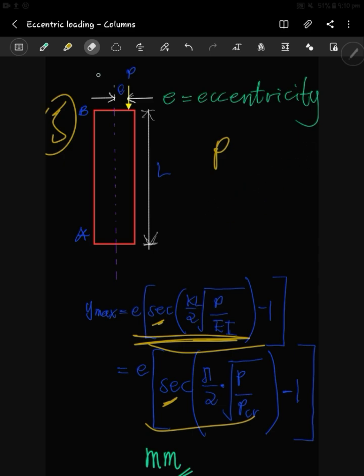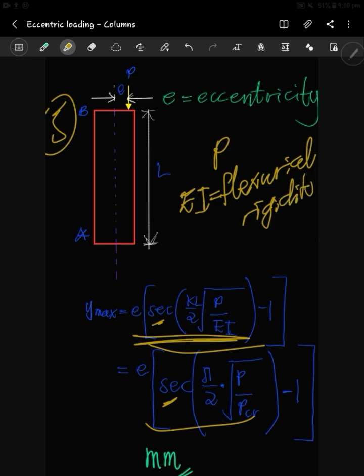It's not always that they are given individually, because they are both constants. E is just a material constant, but I is a cross-sectional constant that depends on the geometry of the material. So when EI is given together and you don't see them individually, we say flexural rigidity. This is the name we give to these two.